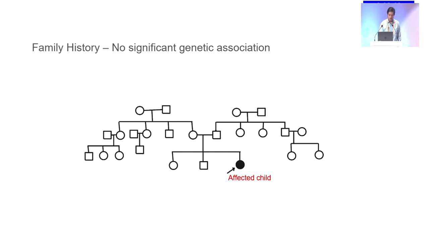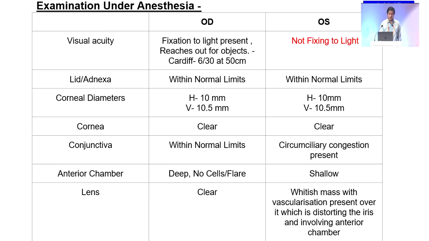On examination under anesthesia, for visual acuity, in the right eye fixation to light was present, and it was done on an OPD basis. In the left eye, the child was not fixing to light. The right eye was within normal limits. In the left eye, the lid and adnexa were within normal limits, and circumciliary congestion was present. The anterior chamber was irregularly shallow.